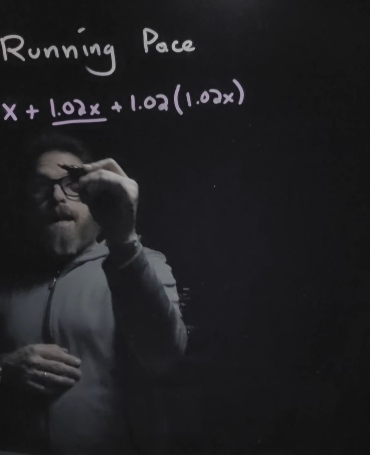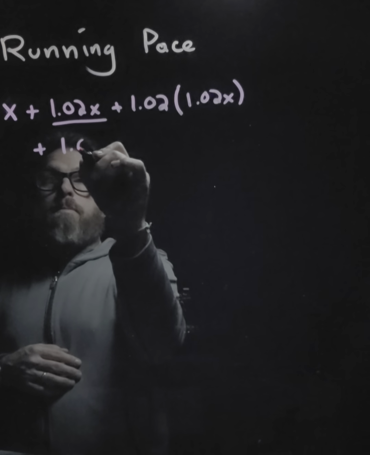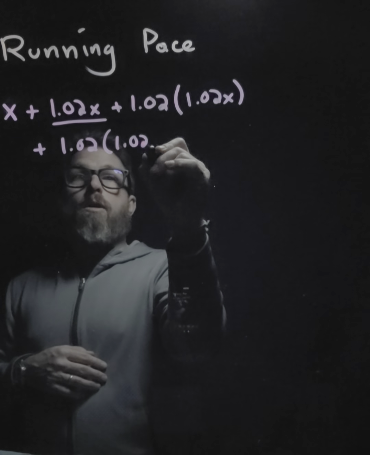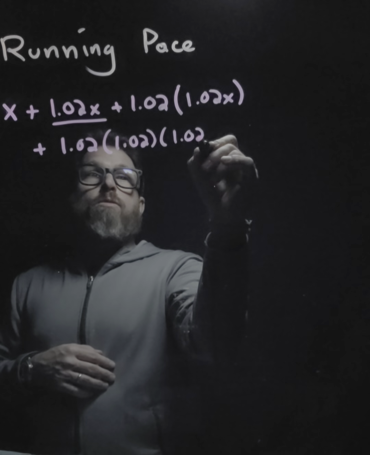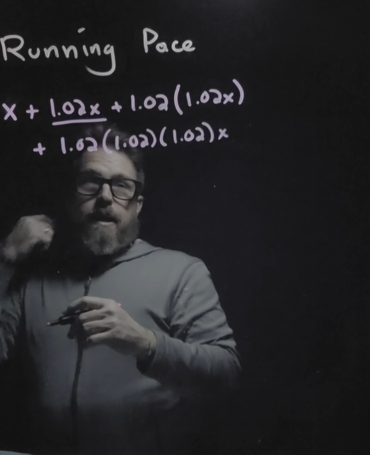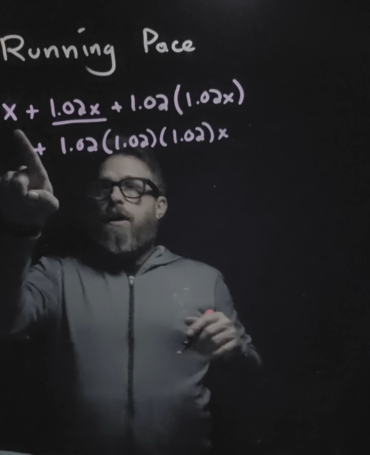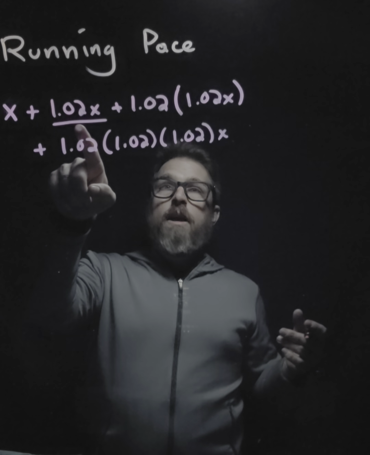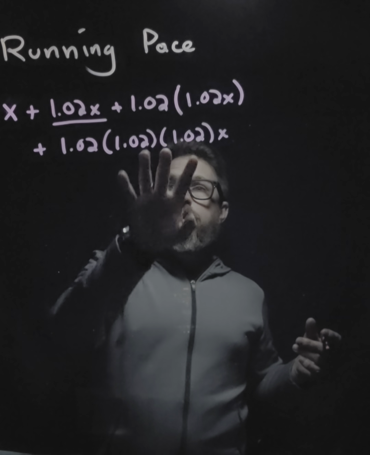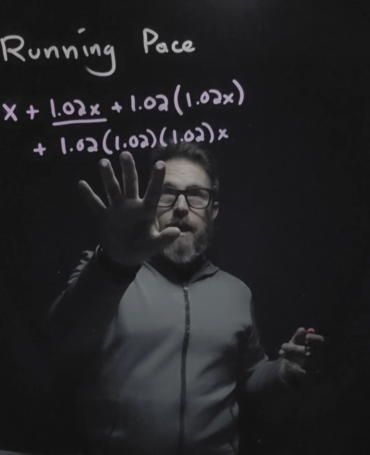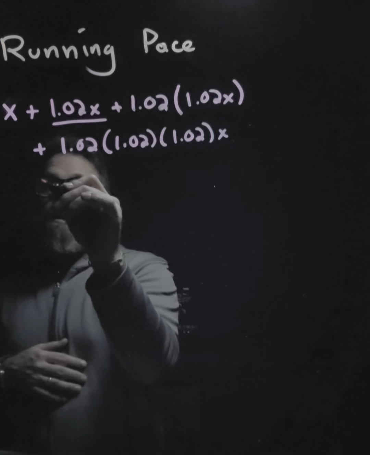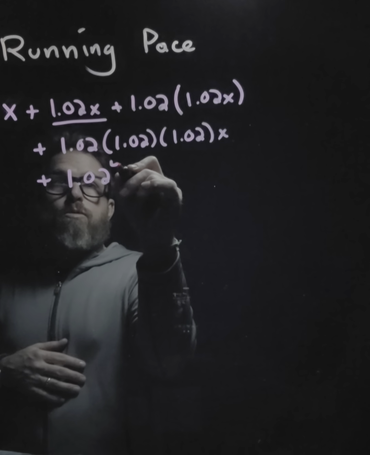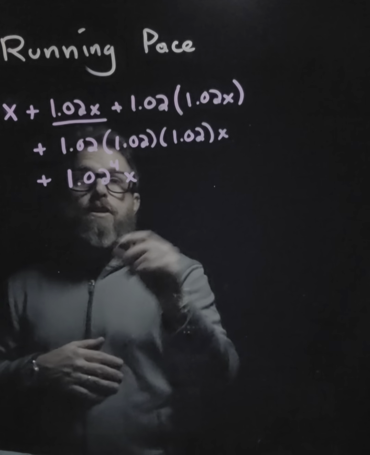Which also means that the next one is going to be 1.02 times what we had before. This is 1.02 times 1.02 times X. And we can kind of see that there's a pattern here. So the first mile is just 1 times X. The second mile, I'm going to need one factor of this 1.02. The third mile, I'm going to need 2 of them. The fourth, I'm going to need 3 of them. And what I could do is I could write these as powers. So plus, next one, I'm going to need 4 of them. So 1.02 to the fourth, 4 factors of this.